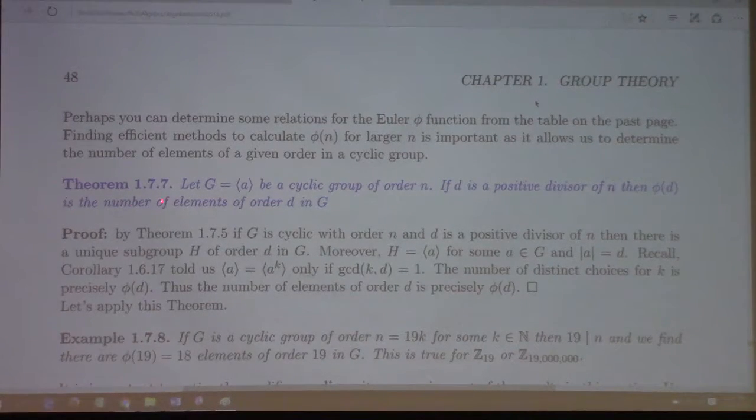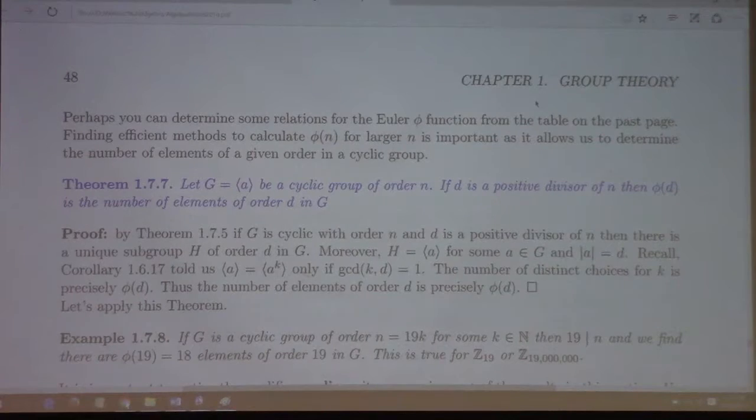Anyway, so here's the theorem. If we have a cyclic group G of order n, and D is a positive divisor of n, then the Euler phi function of D is the number of elements of order D in G. So the proof of that is mostly just by the fundamental theorem of cyclic groups, right? So G is cyclic with order n, D a positive divisor of n. There's a unique subgroup H of order D in G, right? And H has some generator because it's cyclic. Every subgroup is cyclic, so there's some generator. And the order of a has to be D because the order of the subgroup matches the order of the element which generates it.